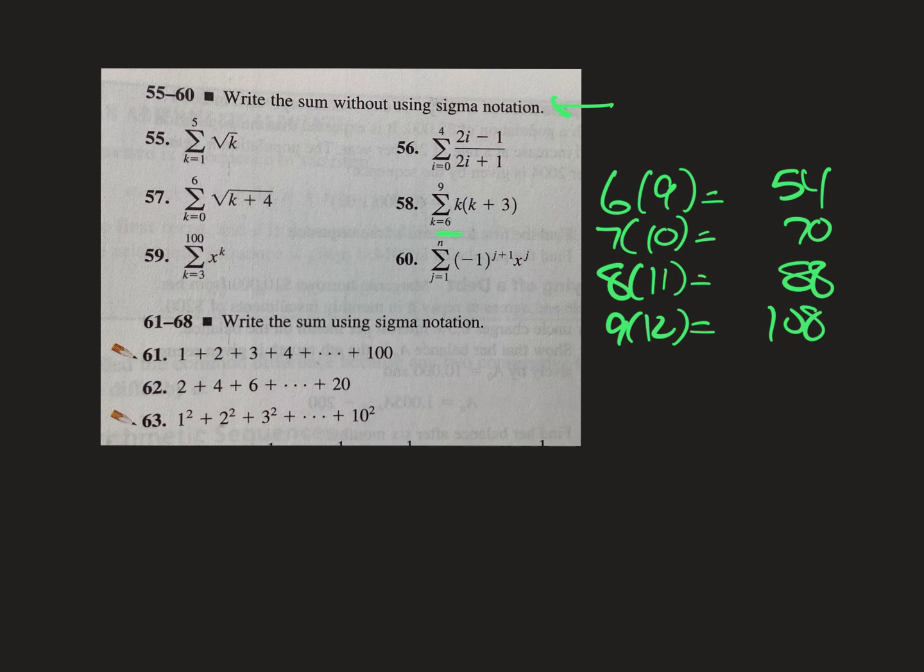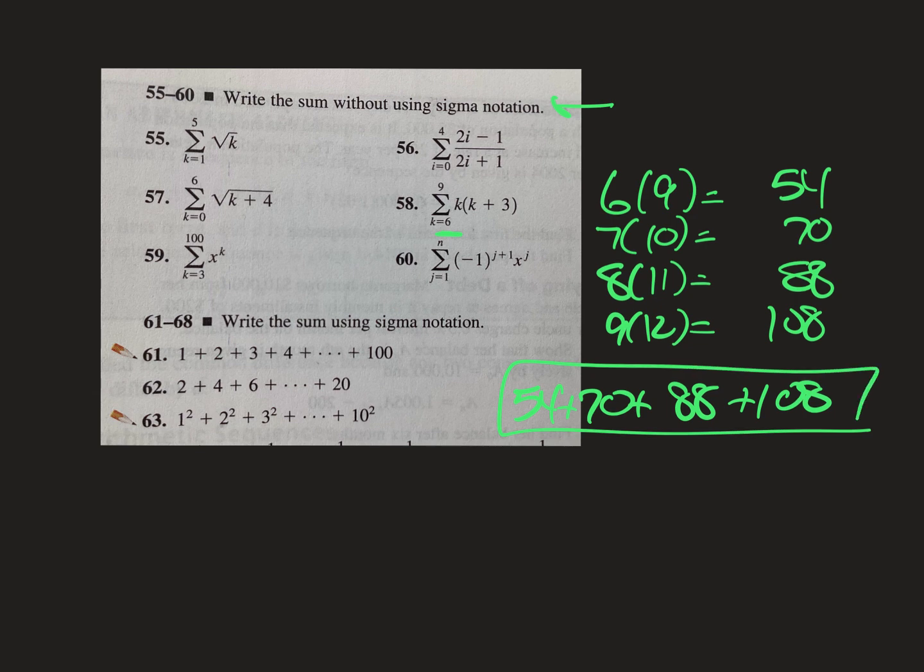So what they want you to do is this. They want you to write 54 plus 70 plus 88 plus 108. Just write it just like that. Write the sum without the sigma.